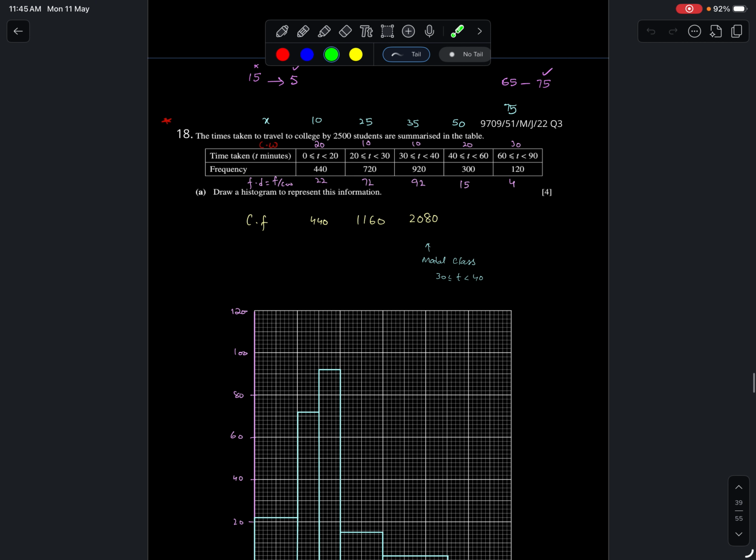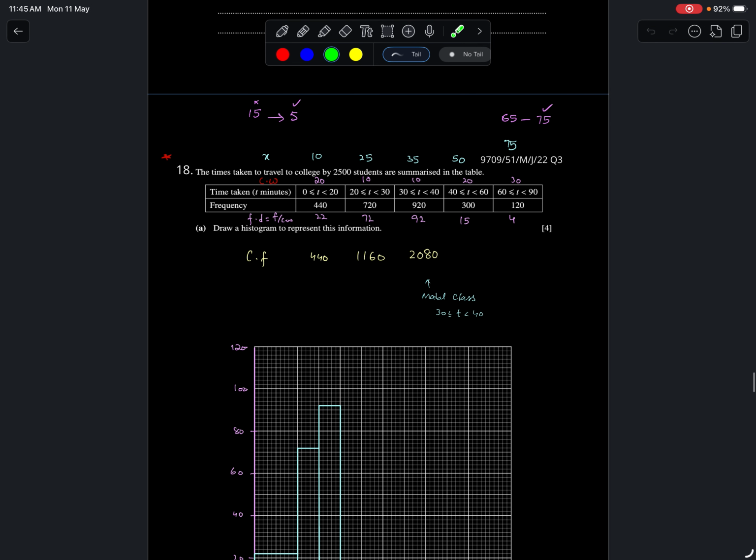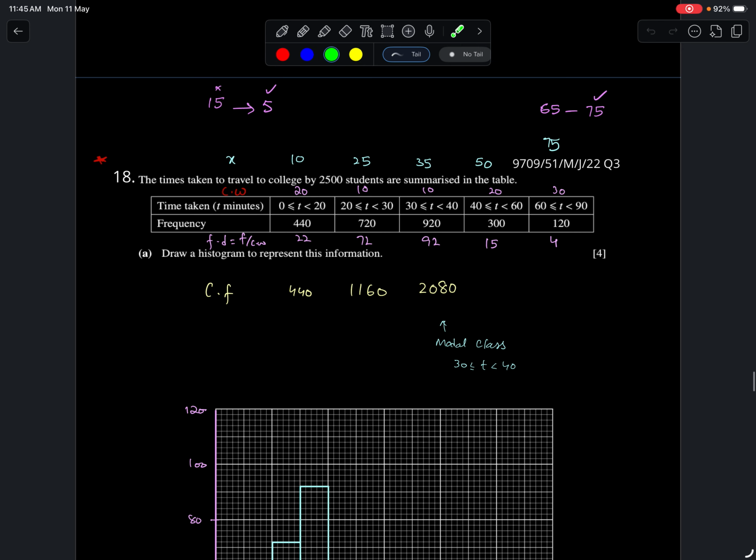You must have x. X means mid value. So get the mid values of these intervals. So the mid value of this is 10, 25 and so on. So x is here. Now take the product in this way, fx square.